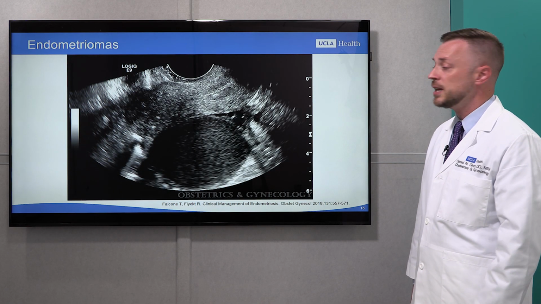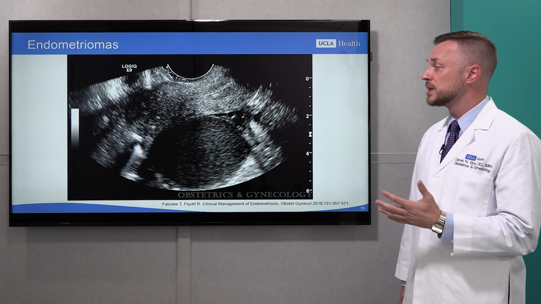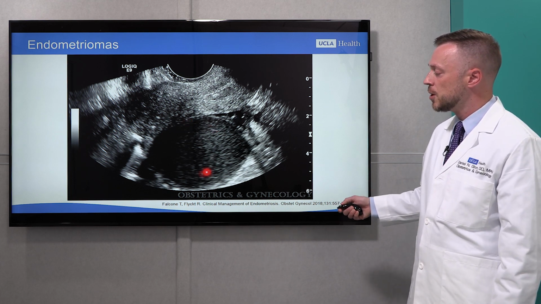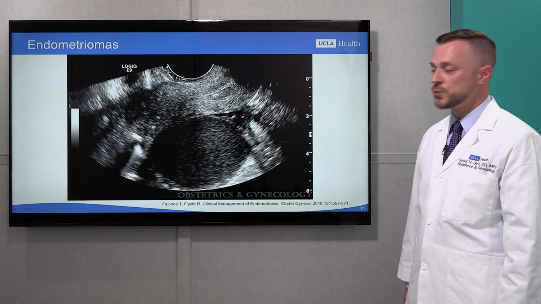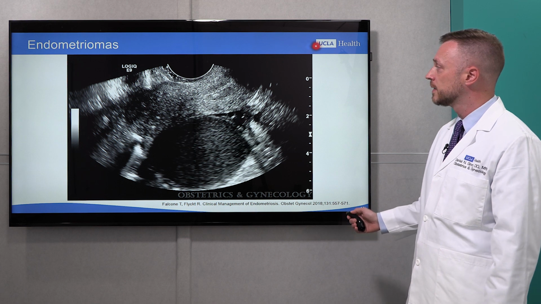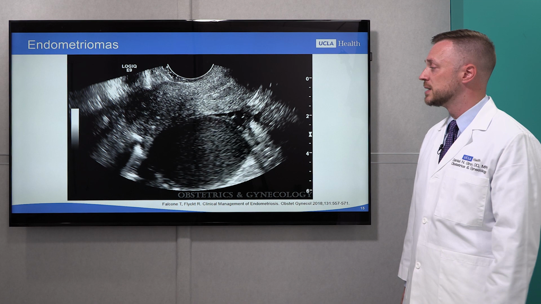On an ultrasound, an endometrioma has a very characteristic appearance. In this slide, you can see here, this is the endometrioma, and it has this snowstorm, we call it, appearance to the middle of it, rather than being all black like the area up here, which would be more characteristic of just surrounding fluid if it was within a cyst itself.